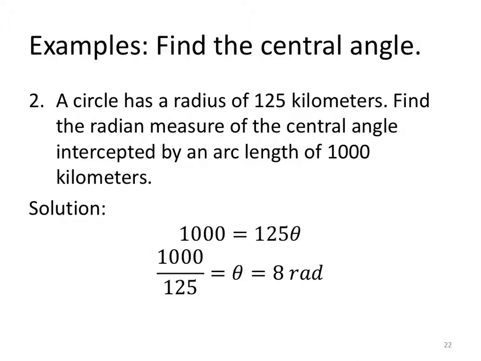A circle has a radius of 125 kilometers. Find the radian measure of the central angle intercepted by an arc length of 1,000 kilometers. Well, arc length is 1,000. Radius is 125. I want to find theta, so I'm going to divide by 125, and theta is 8 radians. Do not overthink it.